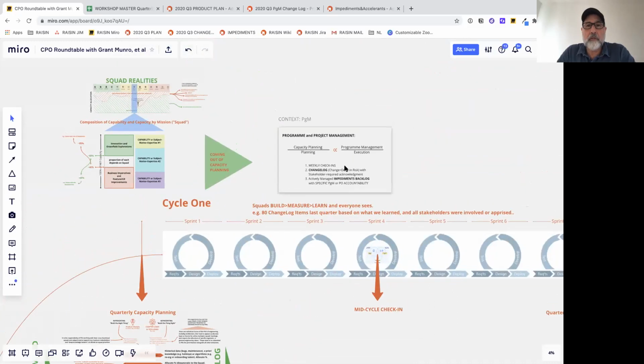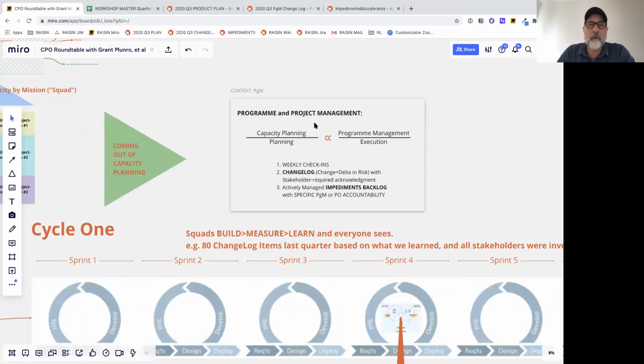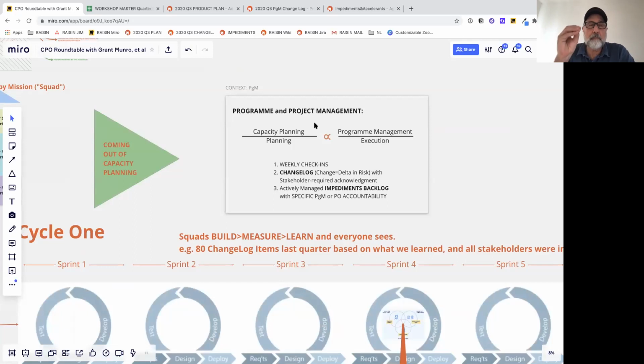And one last point here is that program management, whether it's dedicated project and program managers, or it's us as product people filling that role, capacity planning is the planning, we use program management for execution. So we do weekly check-ins, we have a change log, and we have an actively managed impediments backlog to make sure that we're actually enabling the teams to build, measure, learn, so that this function is egoless and objective.